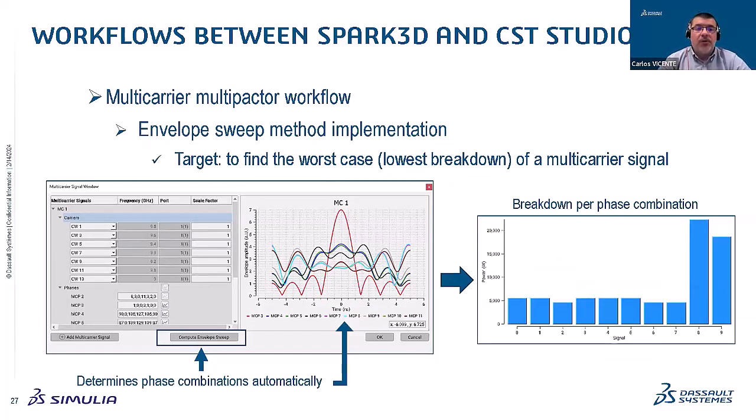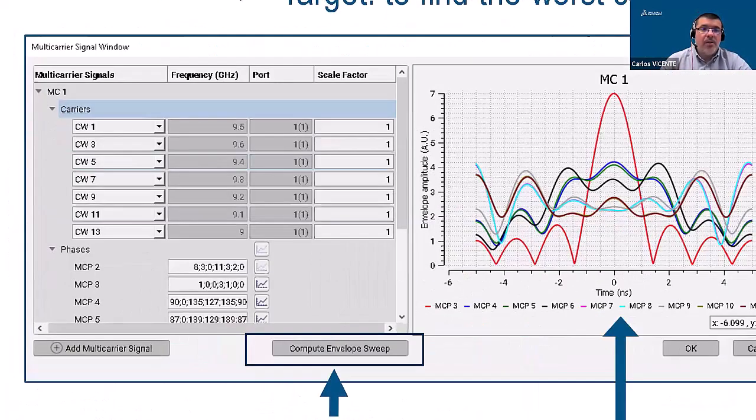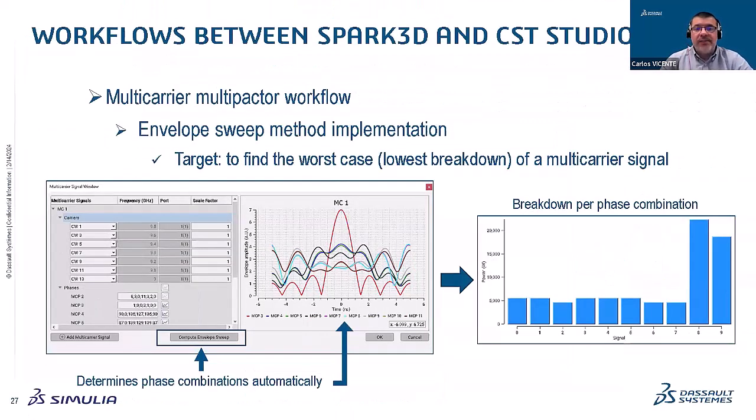For instance, here in this case, we have a 7-carrier multi-carrier signal, and we can compute the envelope sweep automatically, obtaining in this case 10 different envelopes. You can see them plotted here. You see that the widths are different for each combination. Then for these 10 signals, for these 10 phase combinations, we can compute the breakdown power level.